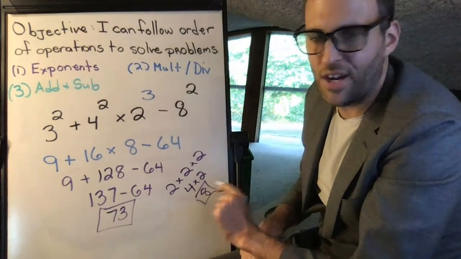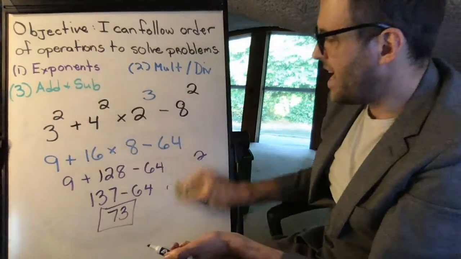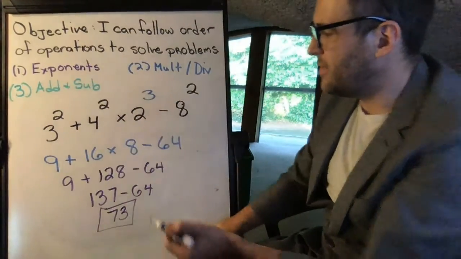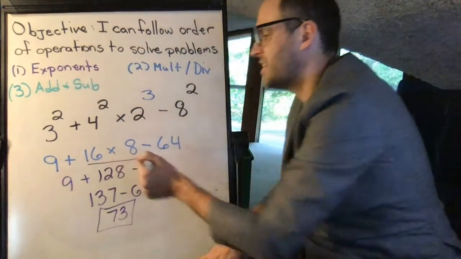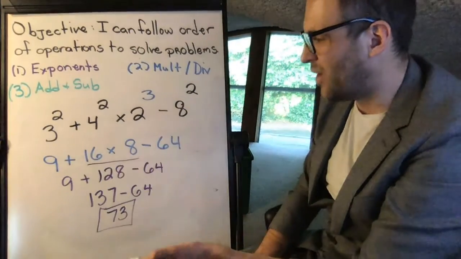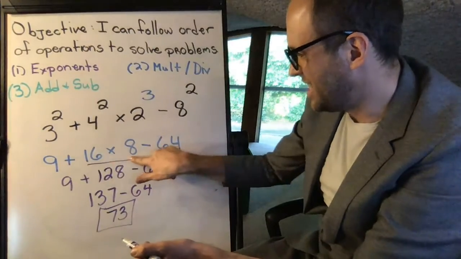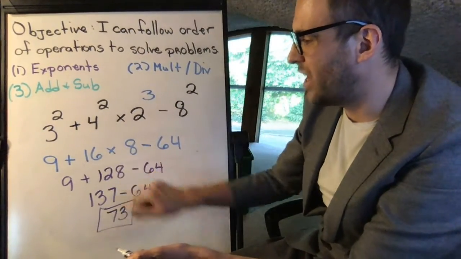So congratulations if you figured that out. And then 8 squared is 64. We now have to go down to our next problem, and notice there's a multiplication sign right here in the middle. So if you went and just added right away, you weren't thinking about your order of operations. 16 times 8 is 128.